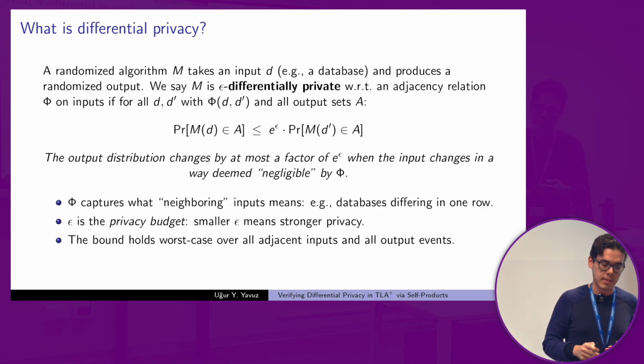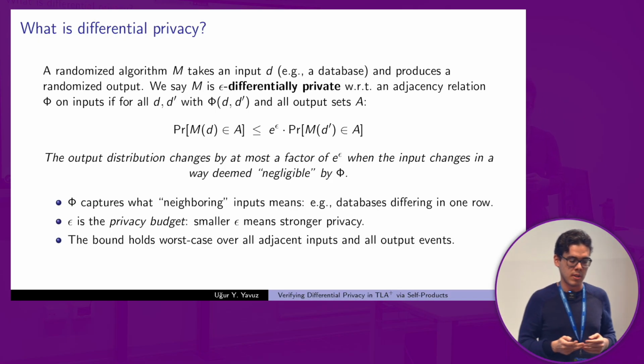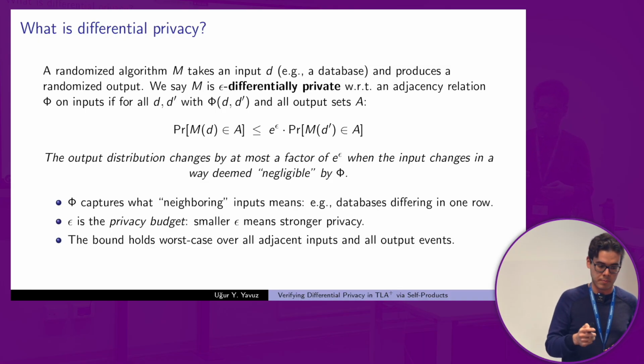And finally, notice that this is a universally quantified definition. The inequality must hold true for all adjacent input pairs and for all output events. And this is a worst-case guarantee. There is no assumption about a potential adversary's prior knowledge and no assumption about what they're trying to learn.